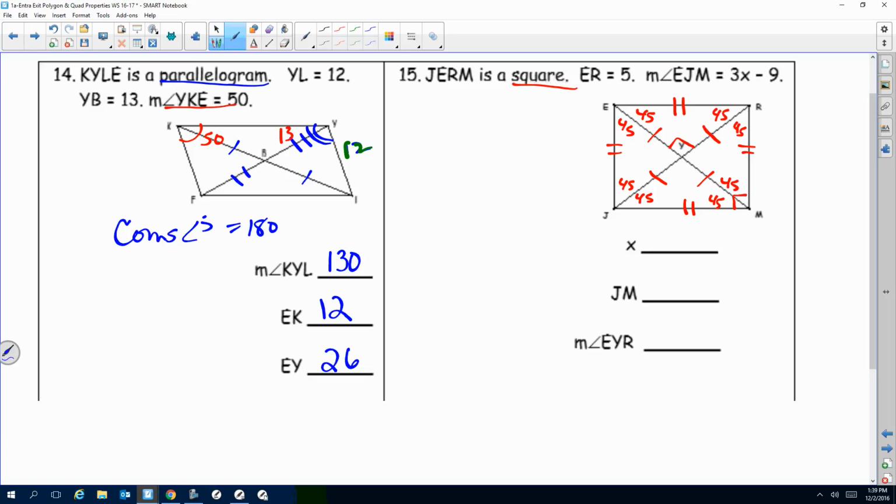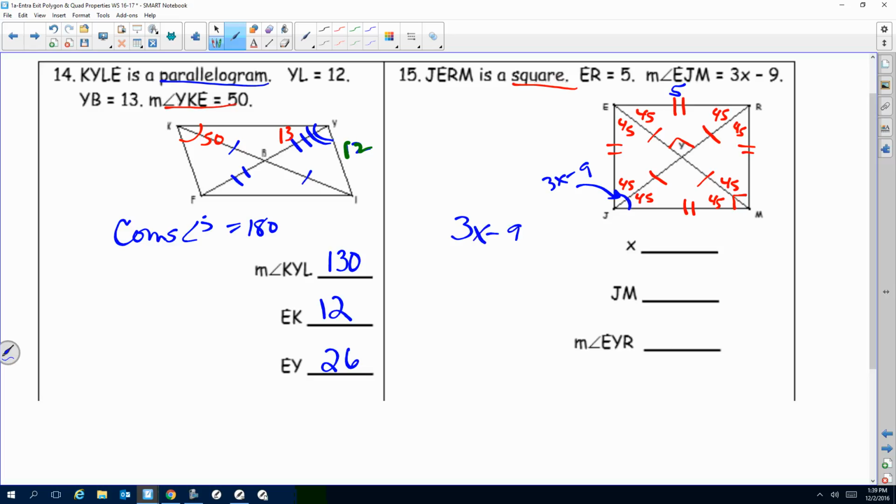the measure of ER is 5. I'm going to go ahead and label that. And this is the measure of angle EJM, which is over here, and I'm going to draw an arrow to it, is the 3x minus 9. They want us to find the measure of x. What's our setup? What can we do?